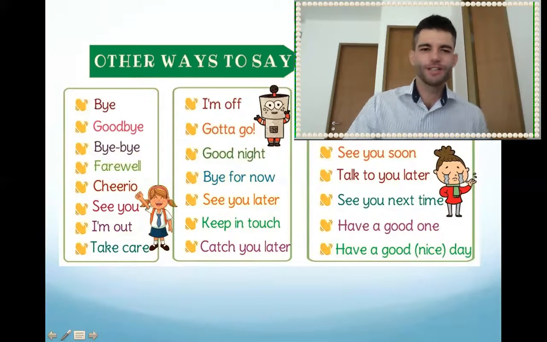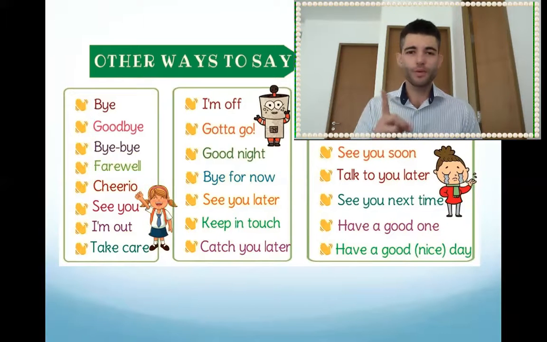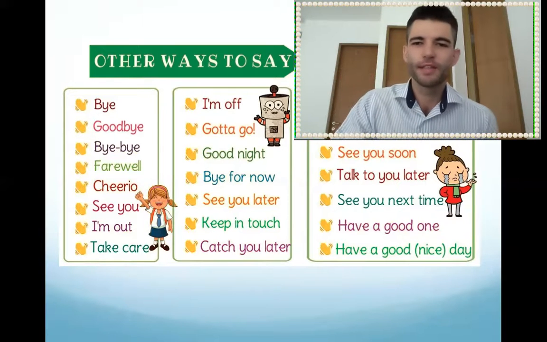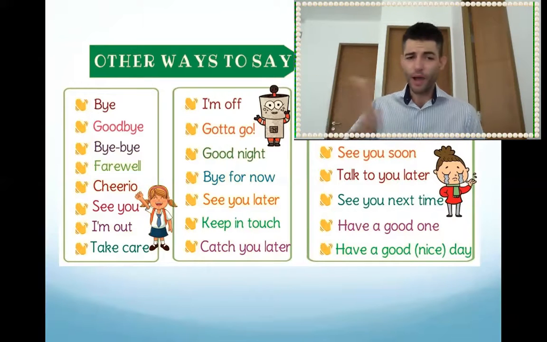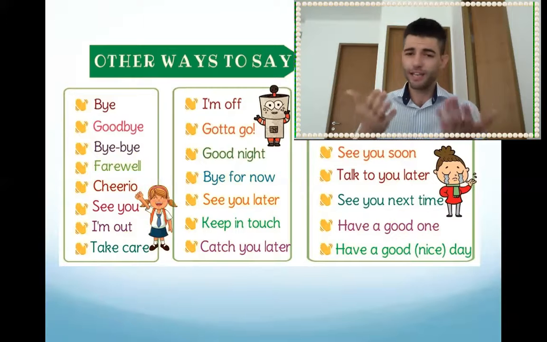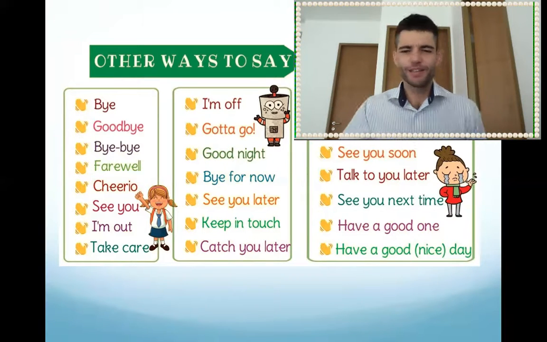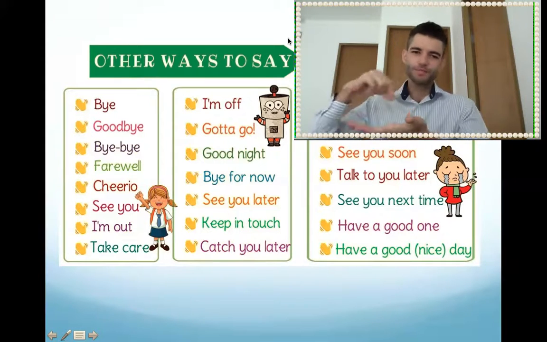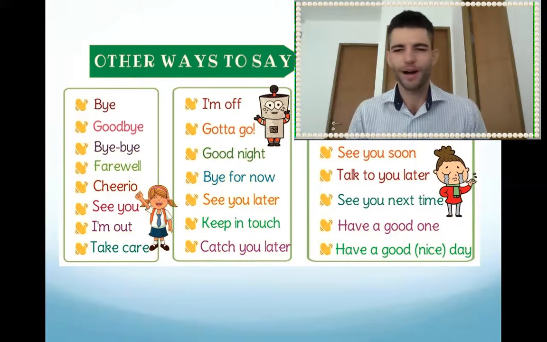So there's many ways to say hello, but there's also many ways to say goodbye. So you can look at some of them. We can say bye, goodbye, bye-bye, farewell, cheerio, see ya, I'm out, take care, catch you later, and see you next time. So yeah, take a look at all of these examples and then make some notes and learn new ways to say hello and new ways to say goodbye.